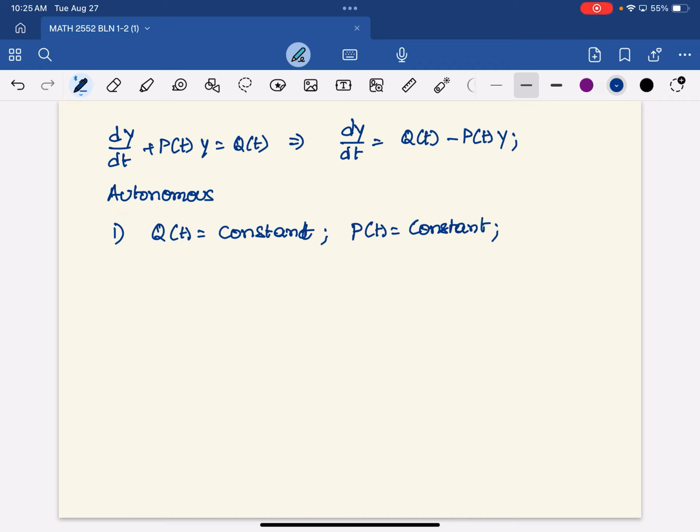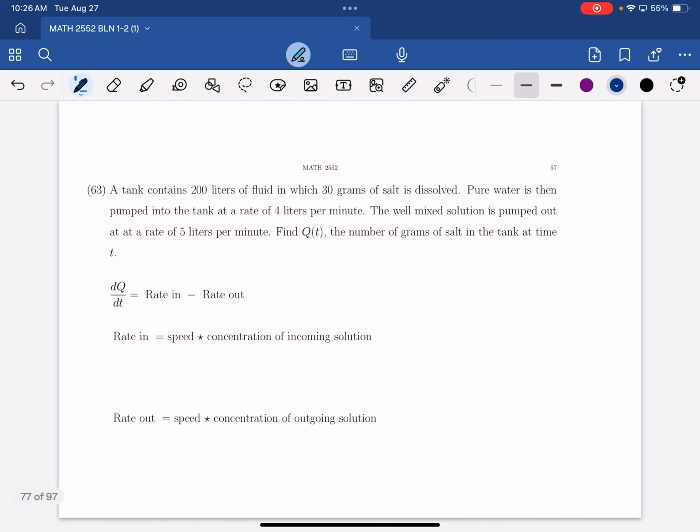You have to take away t. The only way you can take away t is by making them constant. But if you make them constant, you could end up using variable separable. That's what it is. You see what I mean? If it is a constant, you would write dy/dt equals some constant k1 minus k2 y, right? And that would be just variable separable. But it depends on the problem.